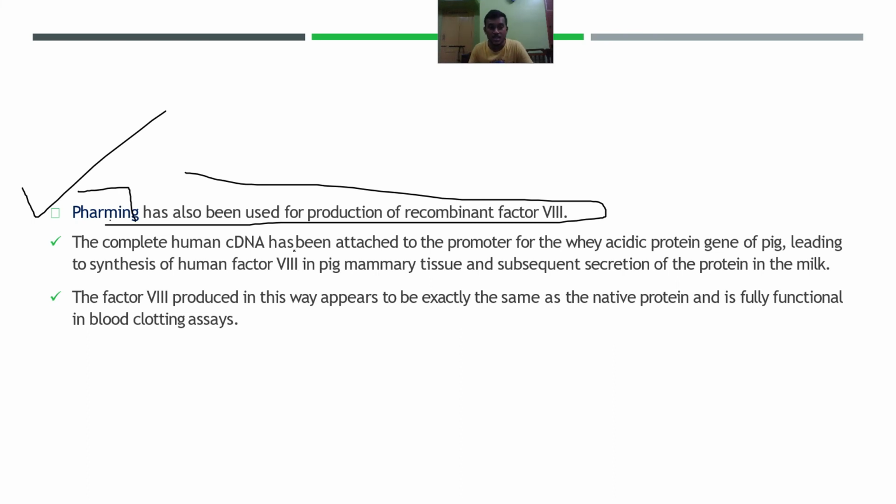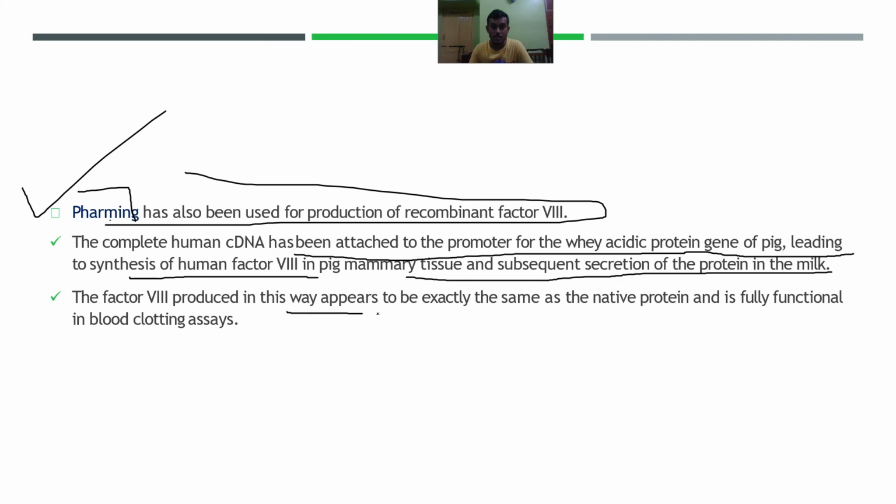The complete human cDNA has been attached to the promoter for the whey acidic protein gene of the pig, leading to synthesis of human factor 8 in pig mammary tissue and subsequent secretion of the protein in the milk. So the factor 8 produced in this way appears to be exactly the same as the native protein and is fully functional in the blood clotting assay. In this case, it is an animal.